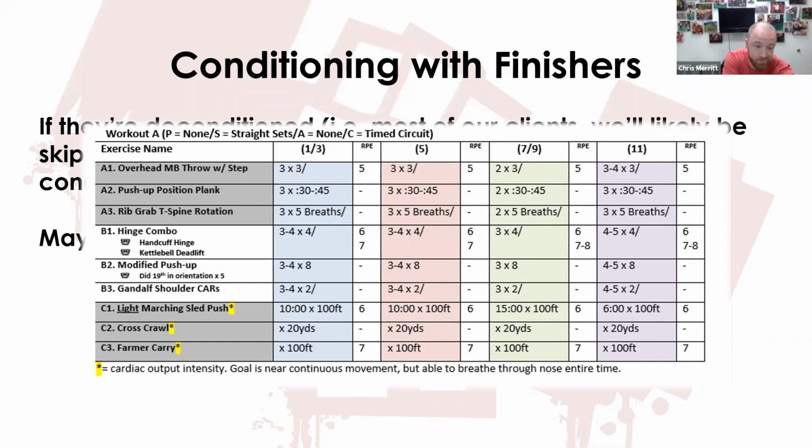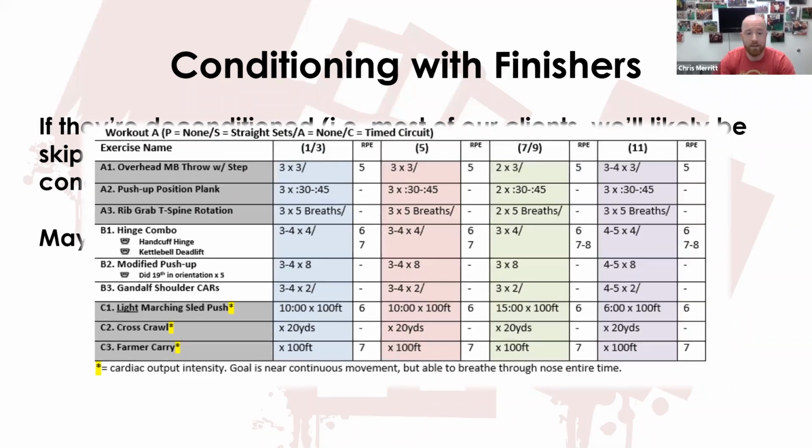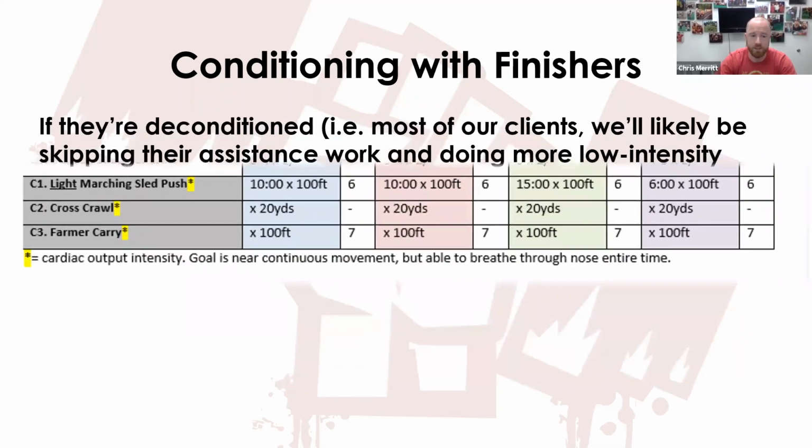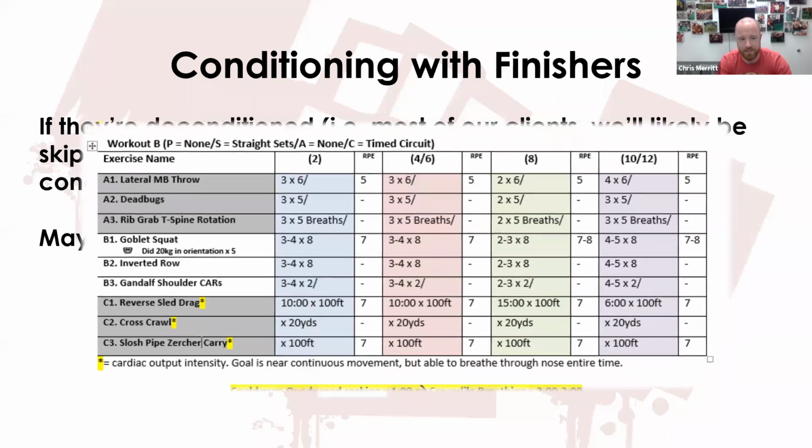Actually, I would say normally I would flip it from this, because normally I would probably do the reverse sled drag on the hinge day, because the hinge day is going to be more hip dominant, right? It's a hinge. And then the reverse sled drag is more terminal knee extension. And then on the squat day, do a marching sled push, because the marching sled push is going to be knee extension as well, but more hip extension. So kind of round out that full body.